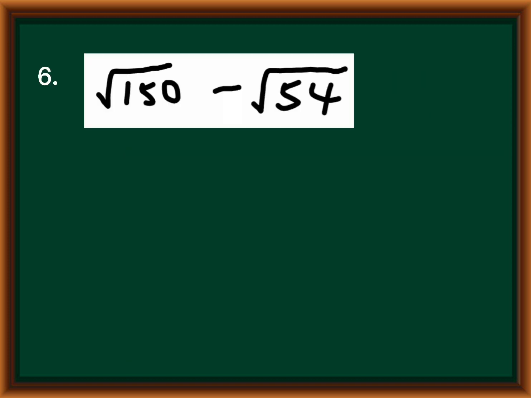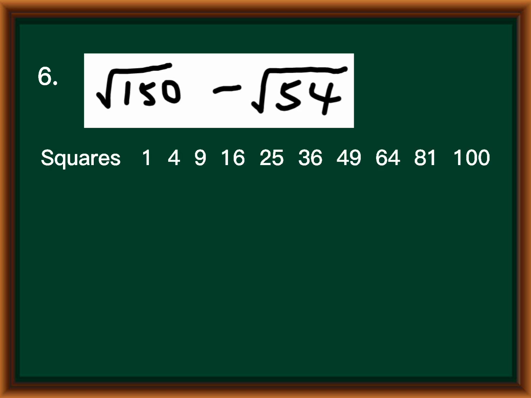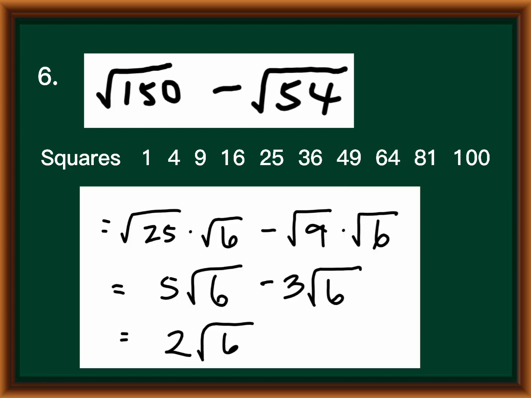Square root of 150 minus square root of 54. First, identify if the radicands have factors which consist of a perfect square. 150 has factors of 25 and 6, and 54 has factors of 9 and 6. Since 25 and 9 are perfect squares, take those out to their square roots. That's 5 square root of 6 minus 3 square root of 6. You can directly subtract similar radicals. That's 5 minus 3, that's 2 square root of 6.